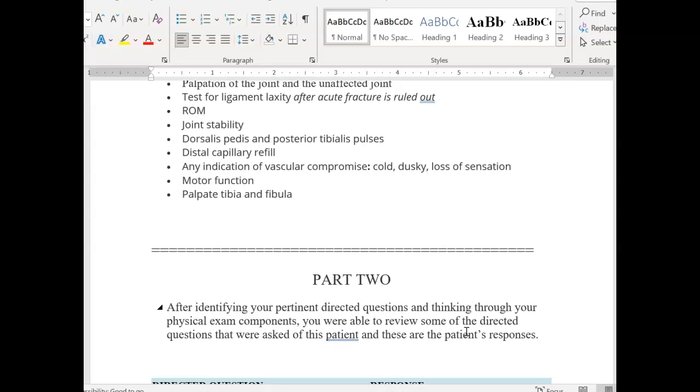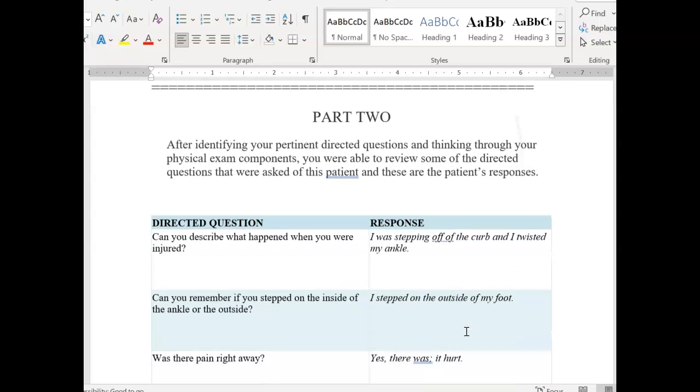So the next part of practicing what it would be in a SOAP note is the assessment and the plan. Again, you guys haven't learned all this yet. That's okay. That's what comes in the next semesters. But part 2 is after identifying your pertinent directed questions and thinking through your physical exam components, we're going to move on. We're going to pretend now that we have interviewed the patient and these are the patient responses, okay?